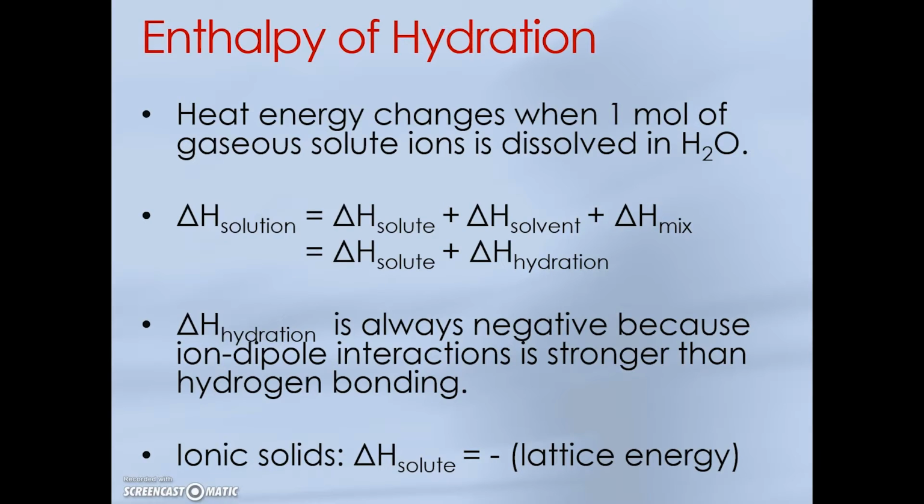In ionic solutes, the enthalpy of solute is equal to the negative of lattice energy. Remember, lattice energy is the energy released when ions come together to form an ionic compound. So in this case, we're pulling the ions apart, which is the reverse of lattice energy. Therefore, it's the negative of the lattice energy.